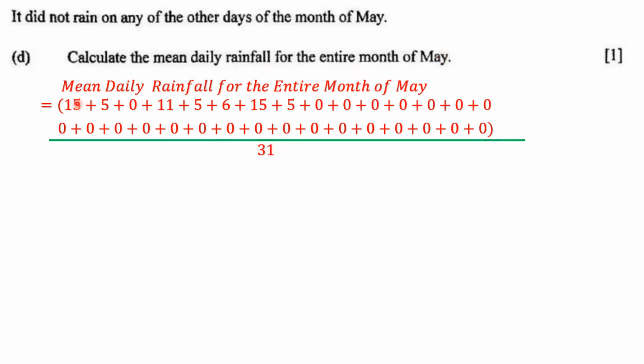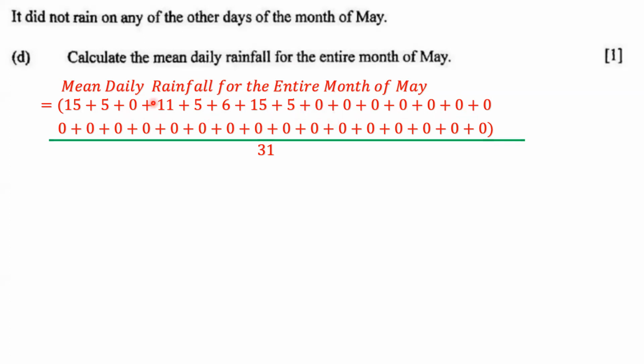So we have 15 for the first day, 5 for the second day, 0 rain for the next day, 11, 5, 6, 15, 5. That's because it rained on these days, right? That's why you have 11 millimeters of rain, 5 millimeters, and so on. Except for this one, it didn't rain. Whenever it doesn't rain, it's going to be 0 millimeters of rainfall. So it says it didn't rain for the rest of the month, so we have to put zeros for each of the other days.